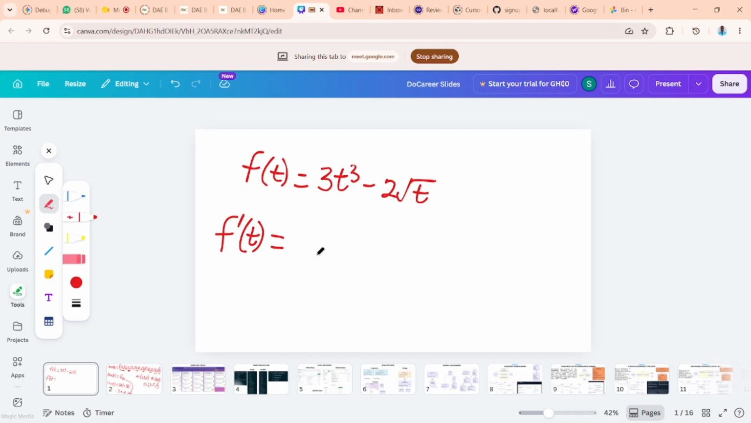Okay, I got 9t squared. I feel like I can write it in another way. Minus t to the negative half.